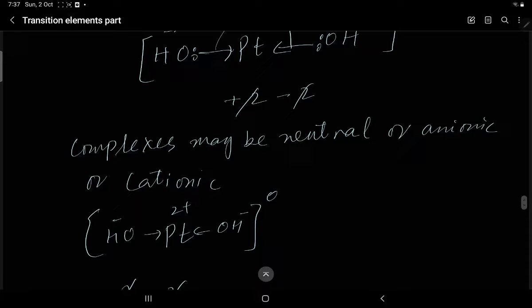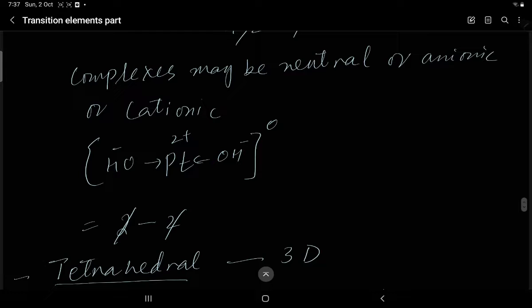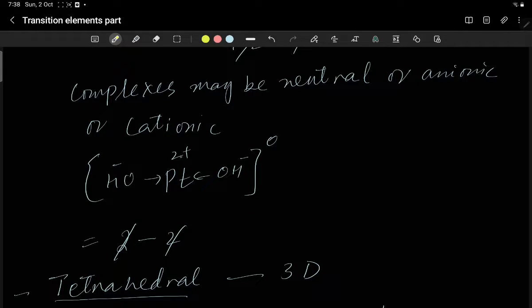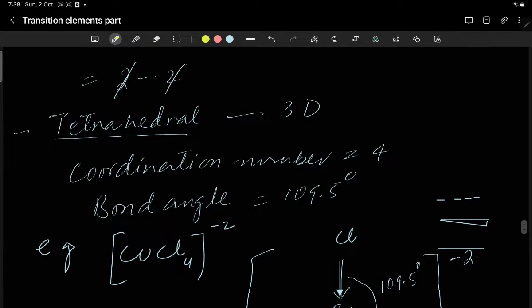Complexes may be neutral, anionic or cationic. When two hydroxide ions form dative bonds with platinum, and platinum has two positive charges, these cancel out and the overall charge will be zero.